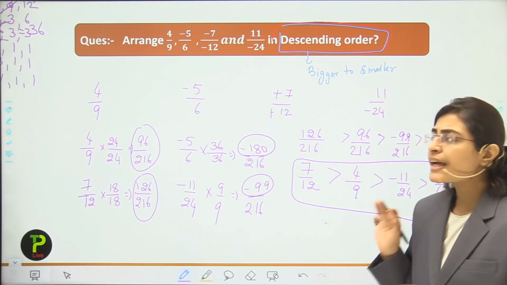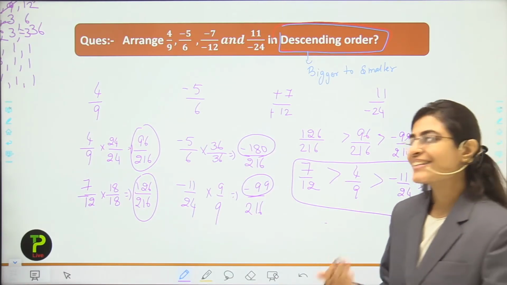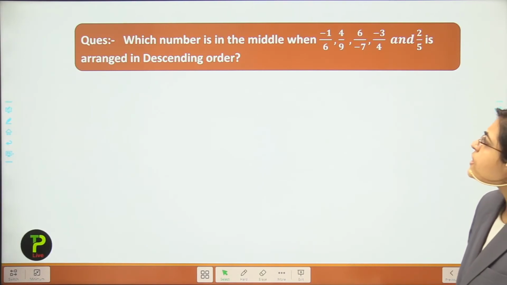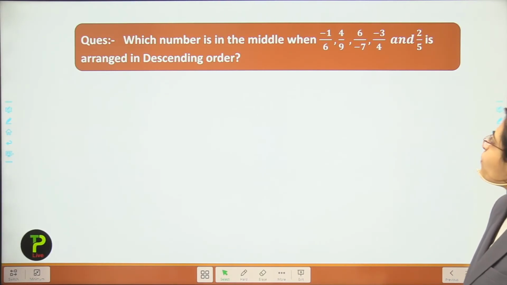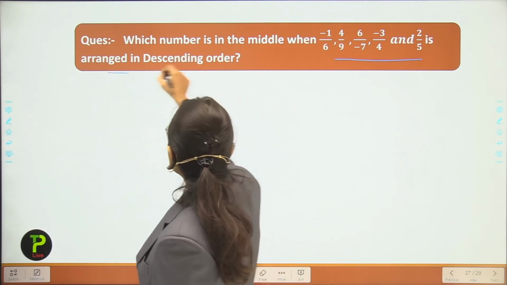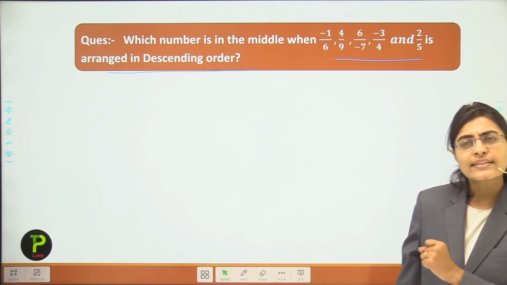Alright. So I hope this question is clear to you. Let's move to the next question. Our next question is, which number is in the middle when these numbers are arranged in descending order? Alright. So let us arrange them in descending order.